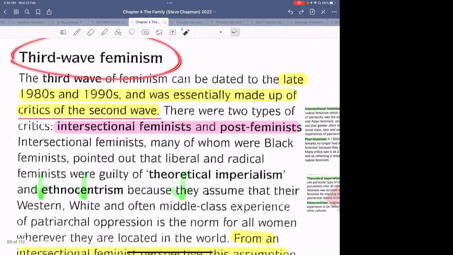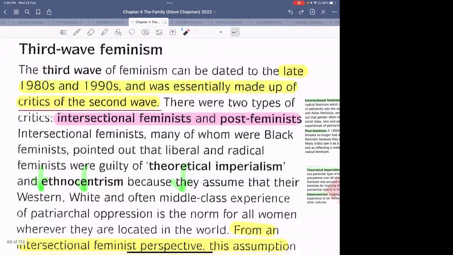Now, the third wave of feminism. I'm assuming we all understand the second wave of feminism real well. The 1960s and 70s went all till 1980s. Three distinctively different schools of thought: the liberal feminists, the radical feminists, and the Marxist feminists. Moving on towards this third wave of feminism. This third wave of feminism can be dated to the late 1980s and 1990s and was essentially made up of two critiques of the second wave. And they are, number one, the intersectional feminists, and number two, the post-feminists.